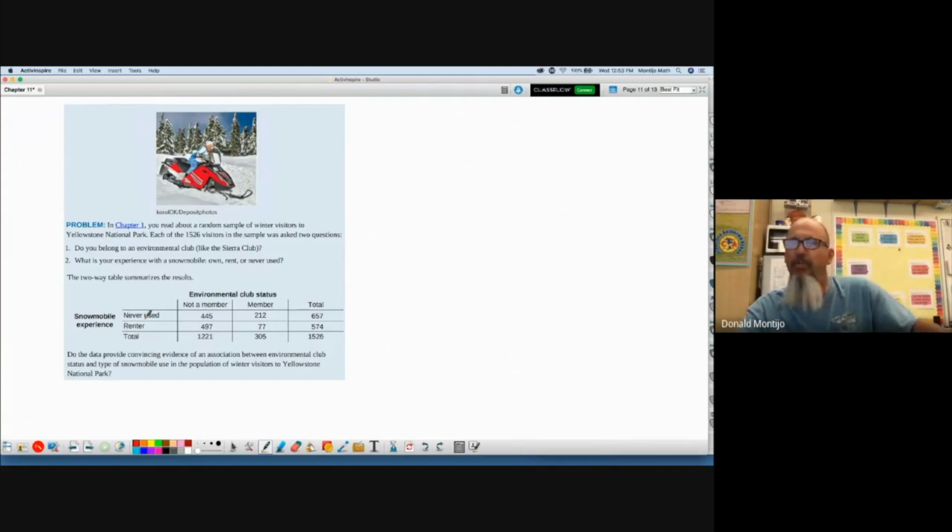Wait a minute, association, we said this test was going to be for independence. Well, if you recall back to the probability unit, an association means that they are not independent, or that they are dependent. An association is another way to say that they are dependent upon each other. Independent means there is no association. Association means that they are not independent or they are dependent. So the question wants us to answer that. Is there an association between the environmental club status and the type of snowmobile use?